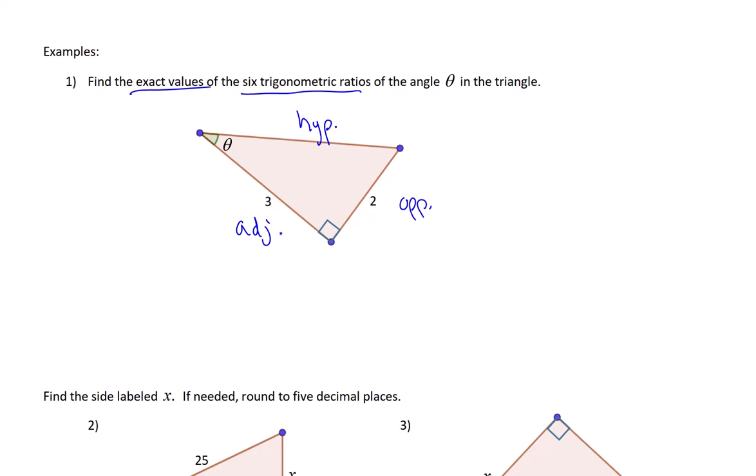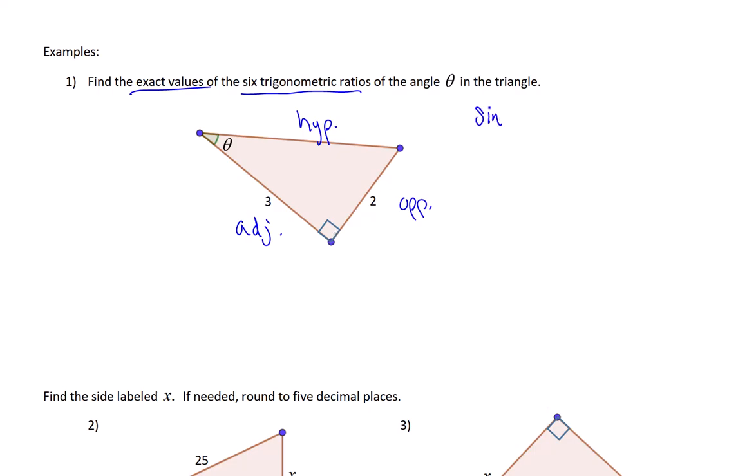Theta is labeled as one of our acute angles. We know it's a right triangle given the little square box in the corner of one of the angles. And we're putting this all together. Now, we want to find all 6 trigonometric ratios of theta. So let's think through this carefully.